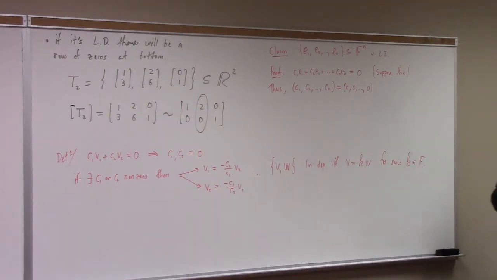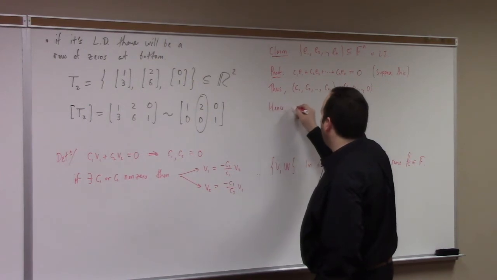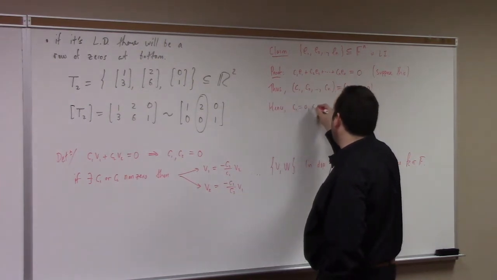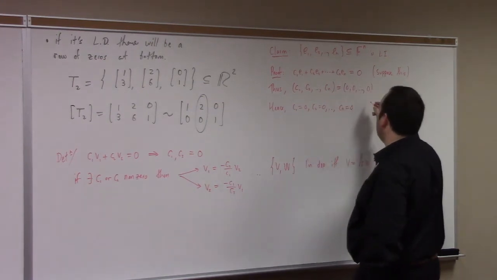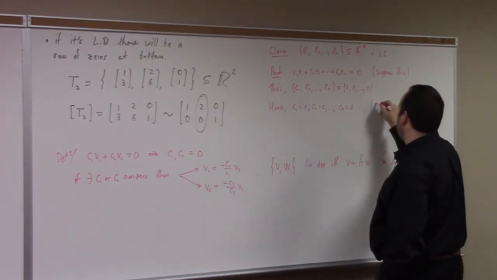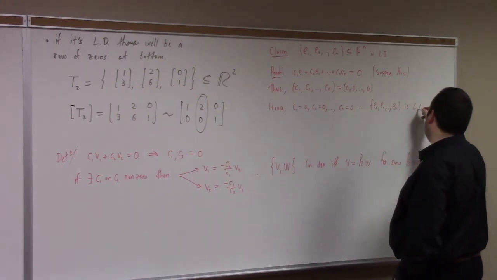So by the construction of the Cartesian product, by our assumption of how we look at tuples, two tuples are equal if and only if what? They have to match component by component. What does component by component matching give us here? Yeah, C1 equal to 0, C2 equal to 0, ..., Cn equal to 0. Therefore, E1, E2, ..., En is linearly independent.